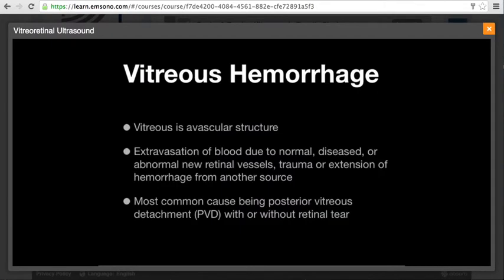The vitreous is an avascular structure. Now, vitreous hemorrhage is going to be extravasation of blood due to normal diseased or abnormal new retinal vessels, trauma, or extension of hemorrhage from another source. The most common cause of vitreous hemorrhage will be due to a posterior vitreous detachment with or without retinal tear.